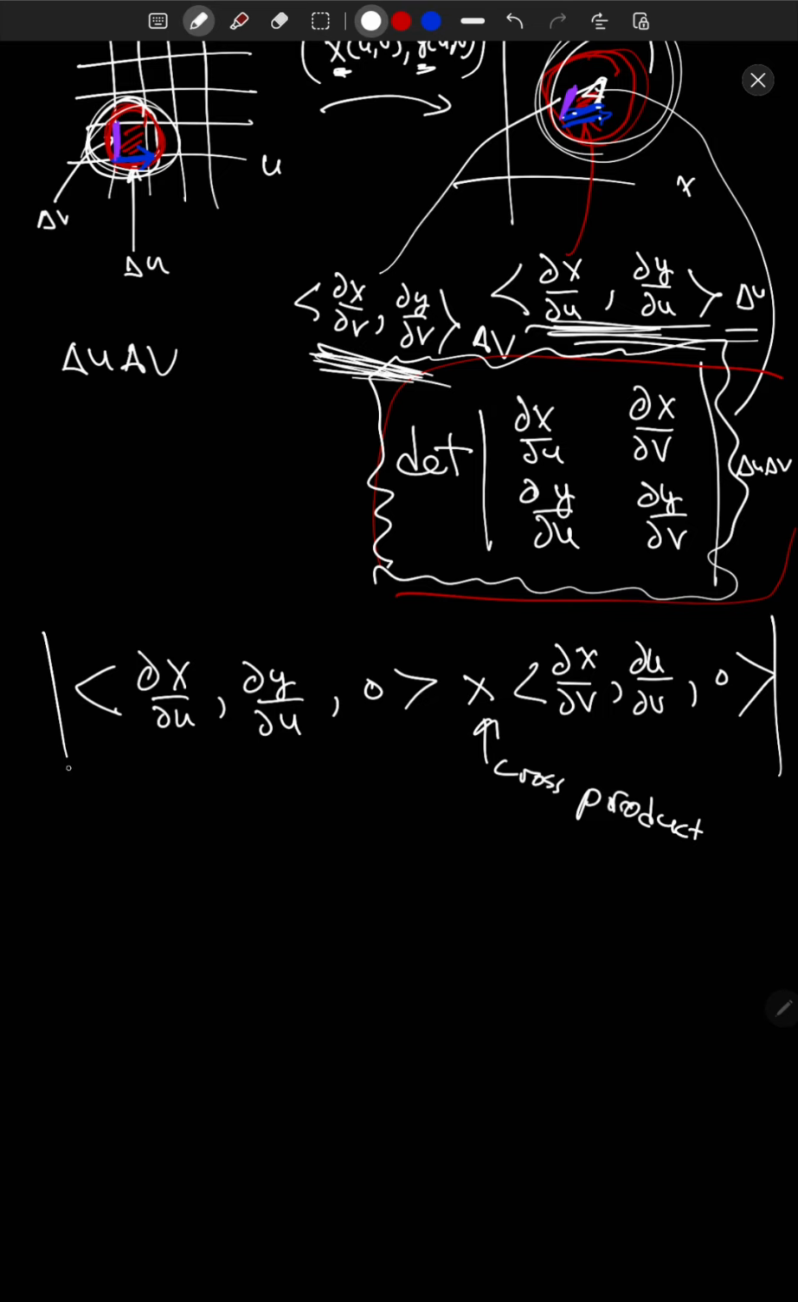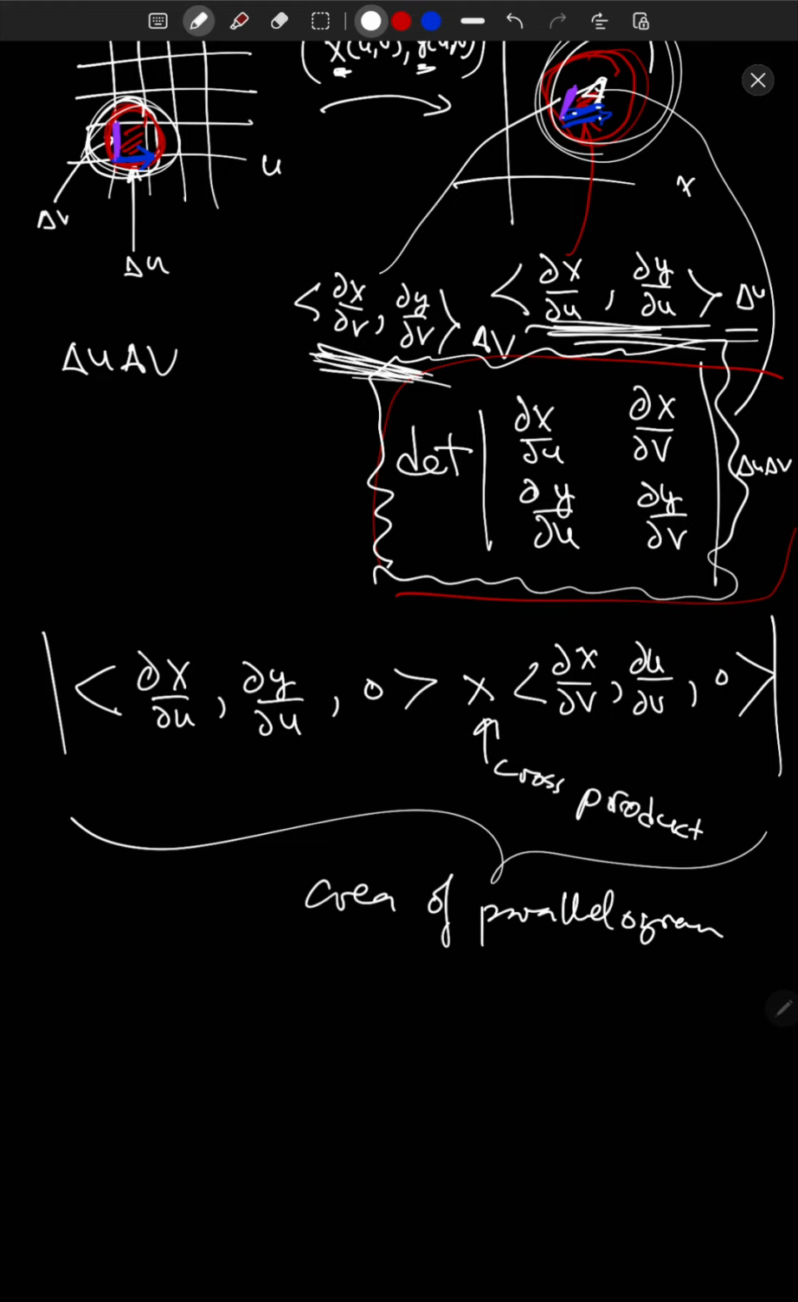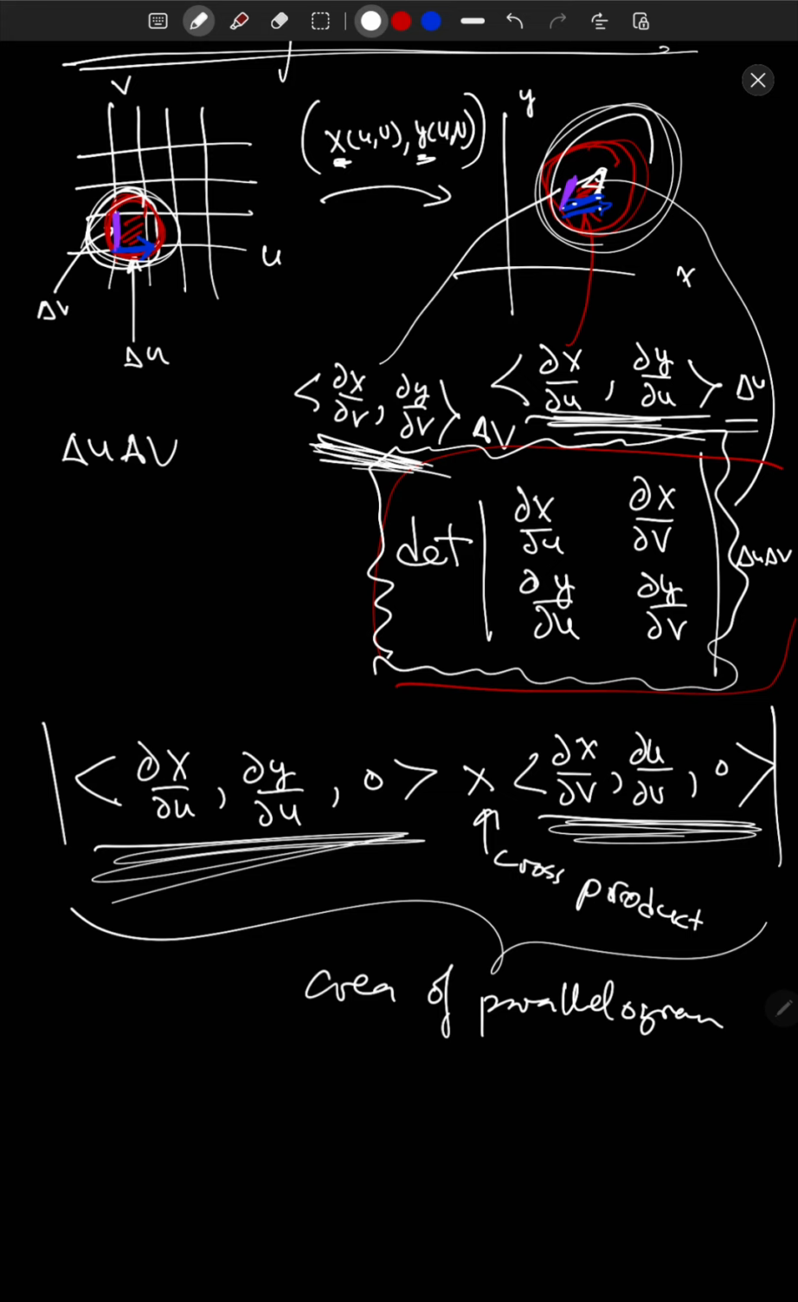If I take the length of that, remember this was the area of a parallelogram, right? That was one of the features. That was the geometric interpretation of the length of the cross product, right? It was exactly the area of the parallelogram formed by the two vectors that you're crossing together, right? So literally, that's exactly what we want, the area of that parallelogram.